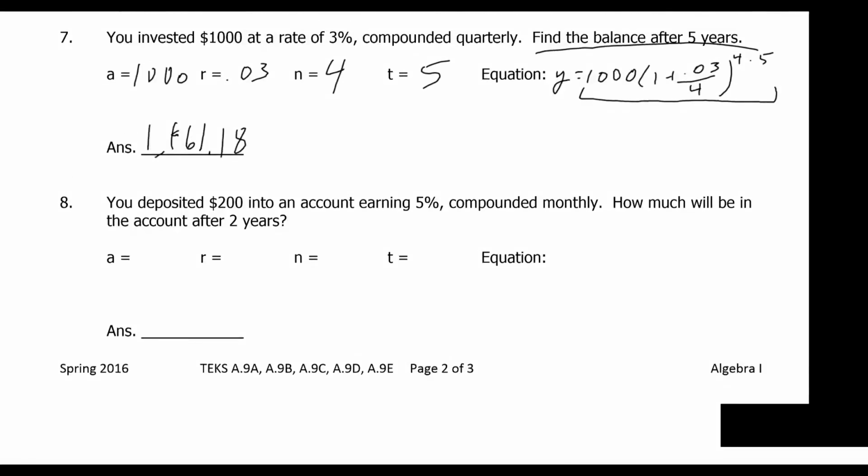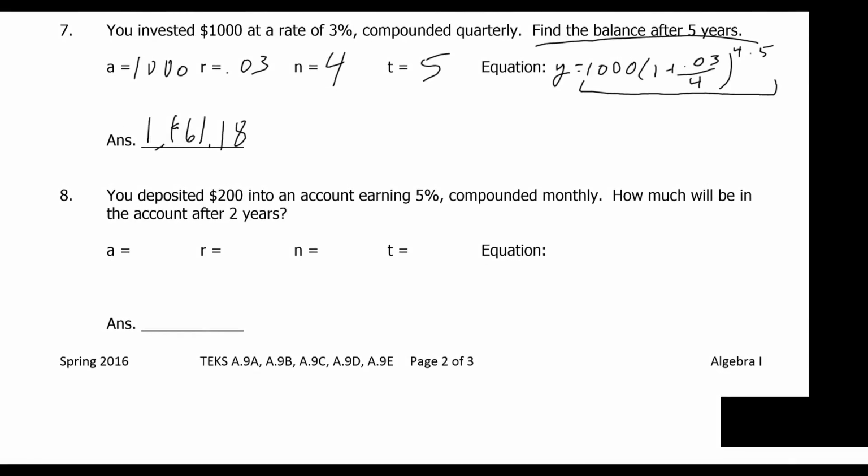Alright, and then our last one here says that we deposited $200 at a rate of 5% compounded monthly. How much will be in the account after 2 years? The equation for this is very simple, okay? It's going to be y equals 200 on the outside of 1 plus 0.05 over 12 raised to the 12 times 2.